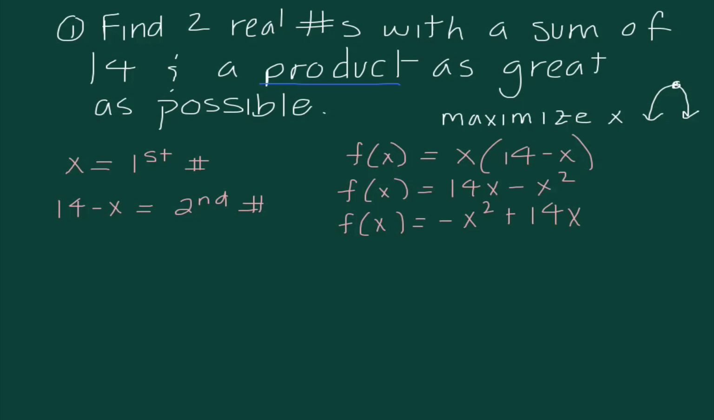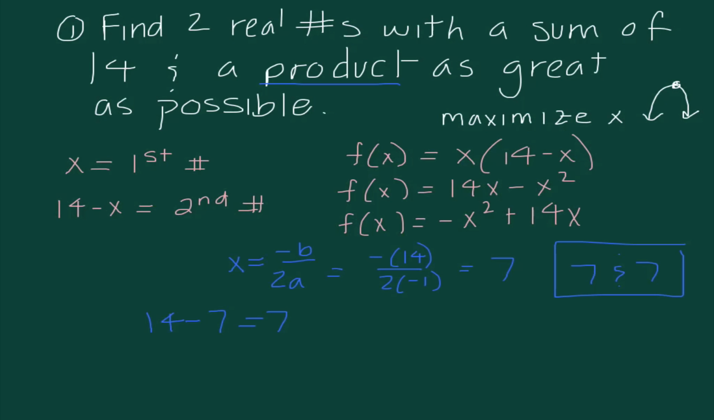So what I'm going to do here is find the x value of the vertex, because I know the x value is going to be the first number that gives me the greatest product possible. So I'm going to do the opposite of b over 2a. I have the opposite of 14 over 2 times -1, which becomes 7. To find our second number, I'm going to do 14 minus 7, which is also 7. So I get 7 and 7 as my two answers.